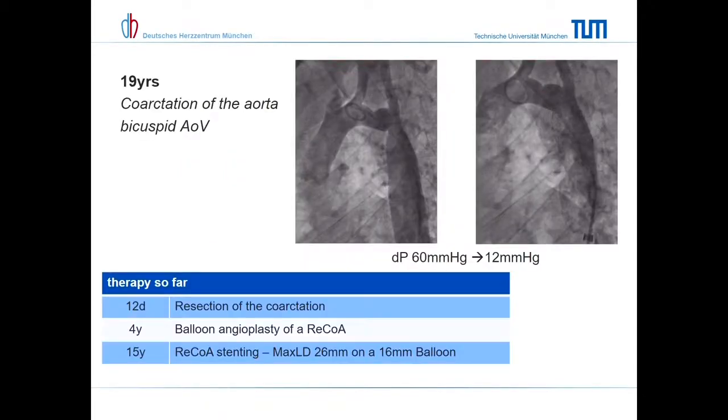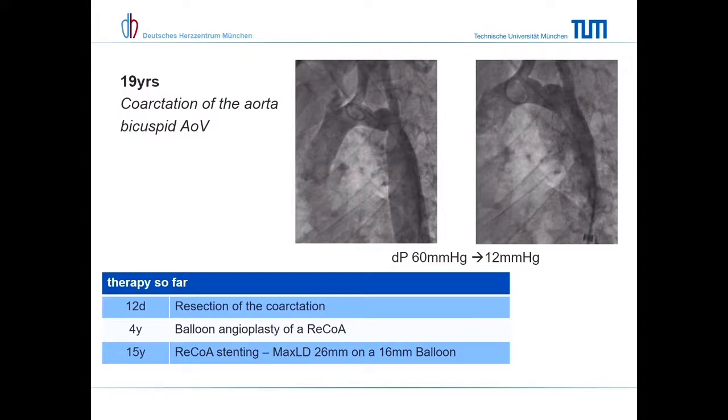Second slide. So the patient is 18 years old, had a coarctation, and he had a resection of the coarctation as a small child, and then received one balloon angioplasty, and after that we implanted a stent. It was a Max LD stent, 26 millimeters, which we implanted there. You can see the picture on the left is before implantation of the stent, and the picture on the right is after the implantation of the stent.